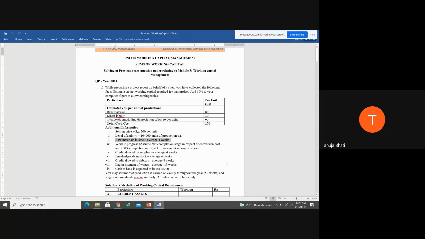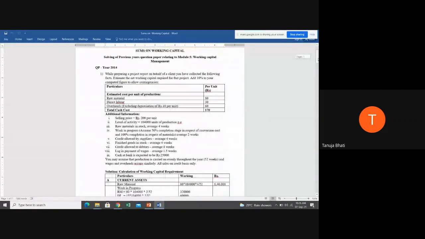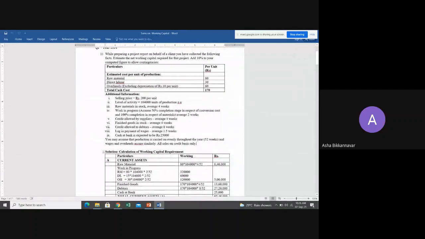So what I have to do is multiply by 4 divided by 52. This we have done in our previous lecture, on the operating cycle. The average you have is correct, but the further calculation is that raw materials are in stock only for an average period of 4 weeks. Last time we had done it in days; it can be in days or weeks. Here the stock of raw materials is only 4 weeks, and they're telling us to consider 52 weeks in a year. So what will be the value of raw materials? 6,40,000. Very good.